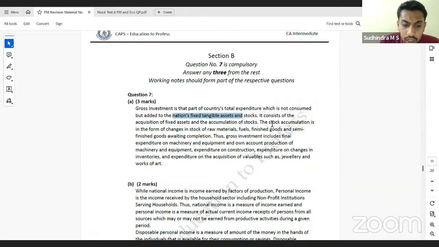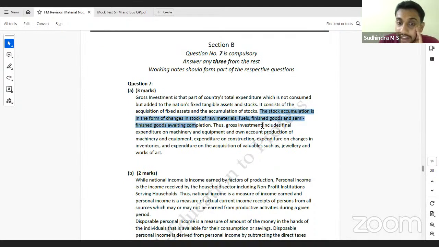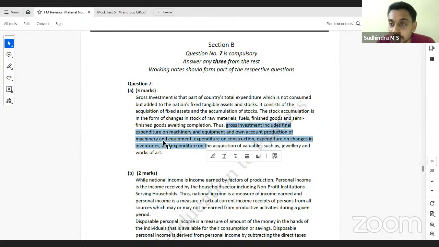What does gross investment consist of? Acquisition of fixed assets and accumulation of stock. What is accumulation of stock? Raw material, fuels, finished goods, and semi-finished goods. Writing this point, fixed asset and accumulation of stock, gets half mark. What is stock accumulation? Half mark. Then this includes final expenditure on machinery and equipment, and own account production of machinery. This point gives you 1 mark.